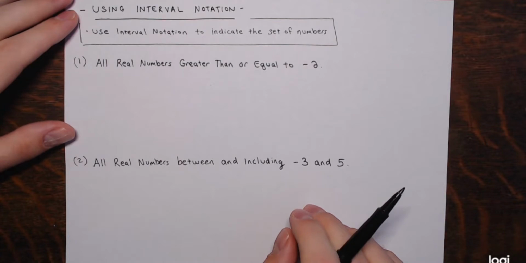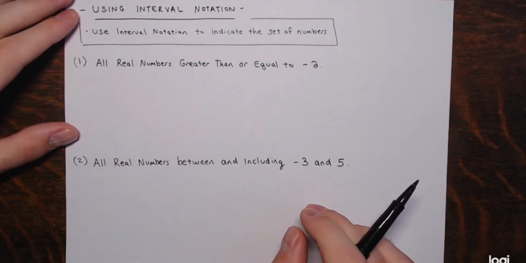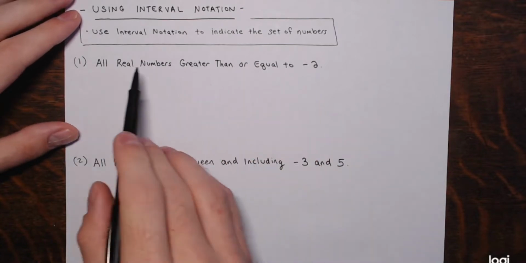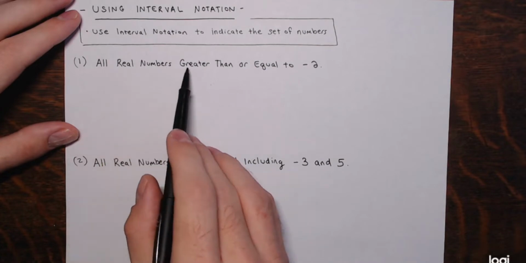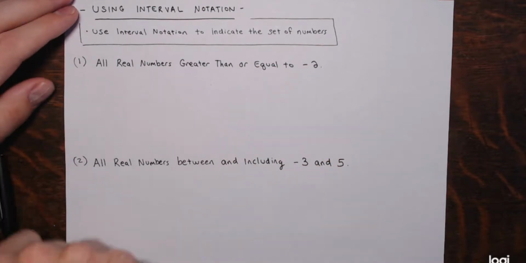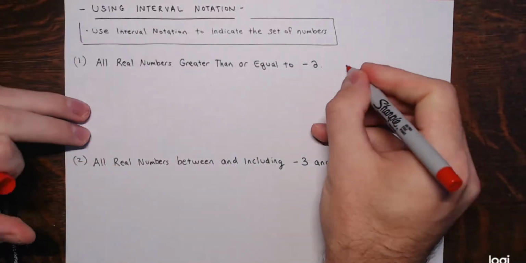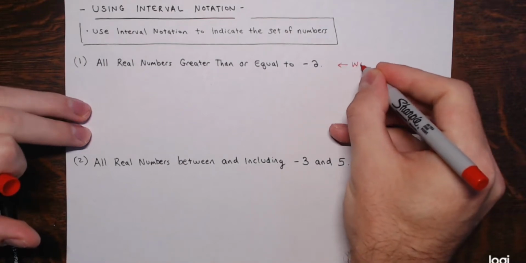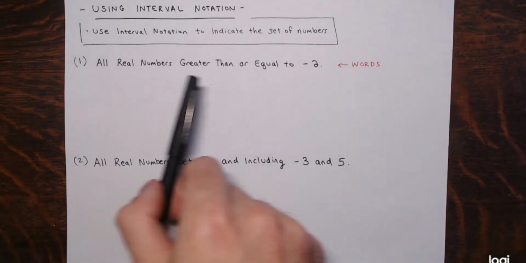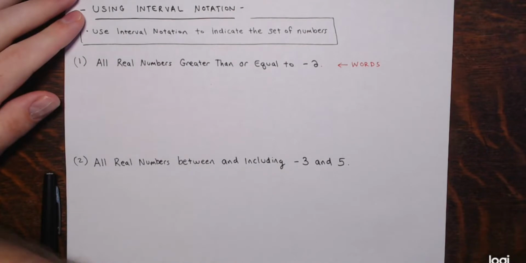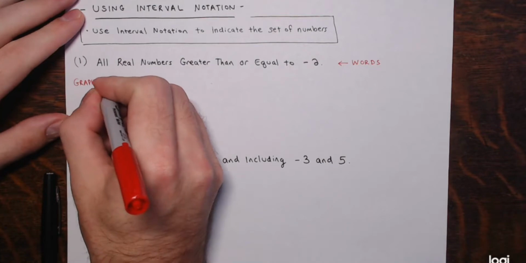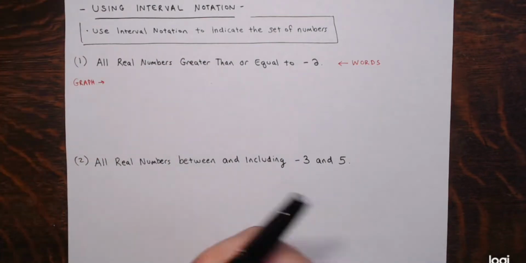You can describe the same set of numbers in many different ways. You can describe a set of numbers in words, like we have here. So all real numbers greater than or equal to -2. Right, so we can describe it in words. We can describe that same set of numbers with a graph. I'll just do this here. A picture. Right, draw a picture of the numbers that are being described.